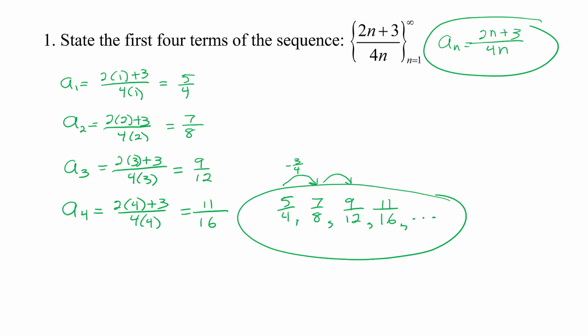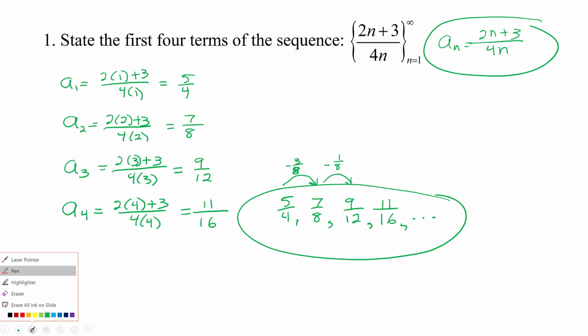So 7/8 to 6/8, we'd subtract 1/8, and I wrote that incorrectly. 5/4 to 7/8, we subtract 3/8. Anyway, these numbers are not the same, so we do not have a common difference here. So we can see that this would not be an arithmetic sequence. Let's go on, and we will get to a bunch of arithmetic sequences soon here, but for this one, it did not tend to be so.